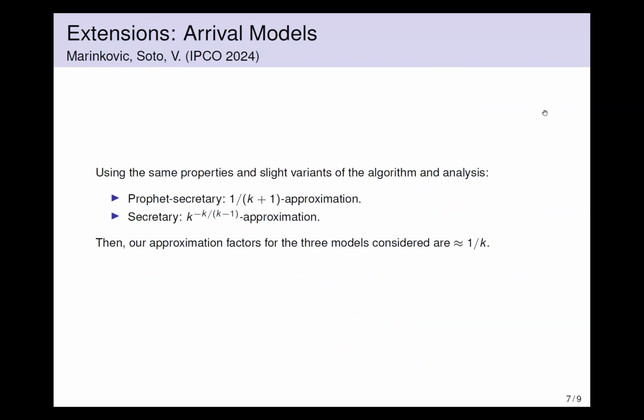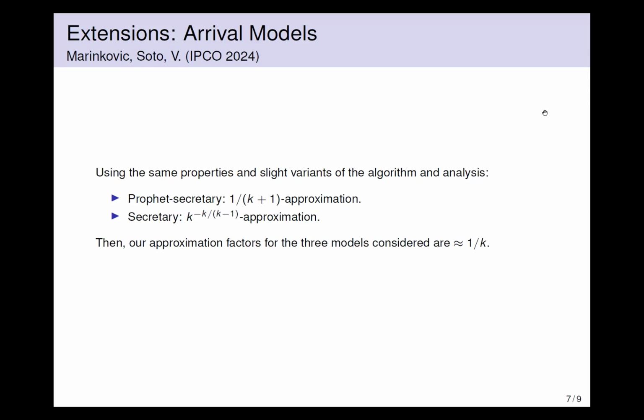Using the same idea, but of course with some slight variance, we can also give algorithms for two other settings. One is the prophet secretary setting. What do I mean in the prophet secretary setting? Now every agent has a random valuation again, but now the distributions are not identical anymore, so the distribution might depend on the agent. But the agents come in random order.